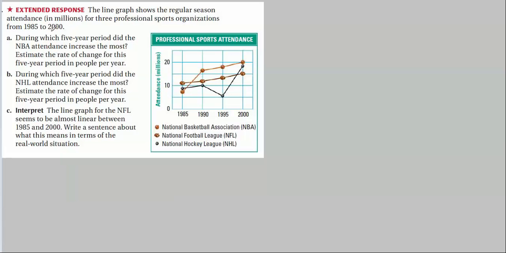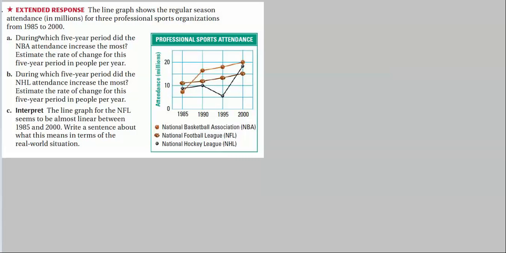So, during which 5-year period did the NBA attendance? And this is not an uncommon way to graph things. So we've got one color line for NBA, one color for NFL, and they even put little footballs and basketballs, and I guess those are pucks. They should have put maybe a guy with a face mask and blood on it or something. Anyway, we got the NHL down here.